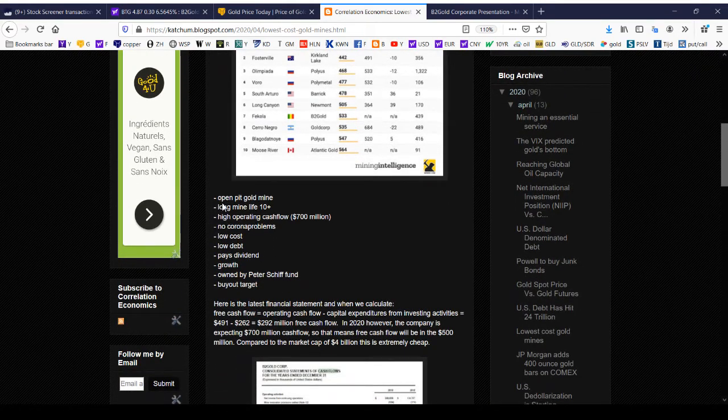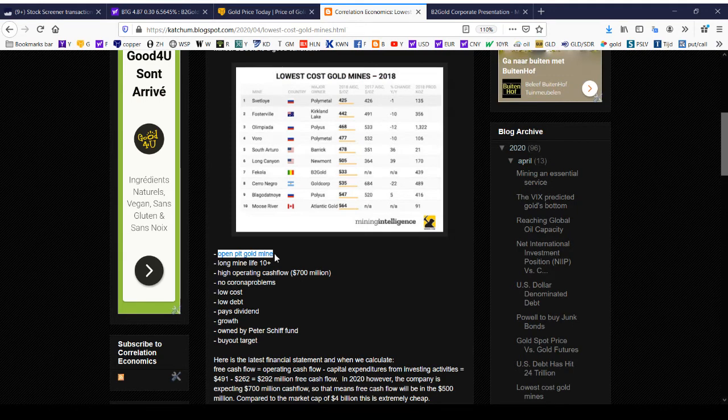And I have also summed up here what you need to look for. You need to have an open pit gold mine, very easy to mine, and also during the virus quarantine period you want to have open pits, because that's much better than underground mines, less contagious. The B2Gold mines have a long mine life, around 10 plus years, very high cash flow. No corona problems, it's low cost, as you can see here on the list, low debt. It just started to pay a dividend, there is growth here, it's owned by Peter Schiff Fund, so even the big guys are going to buy this, and it's a buyout target.